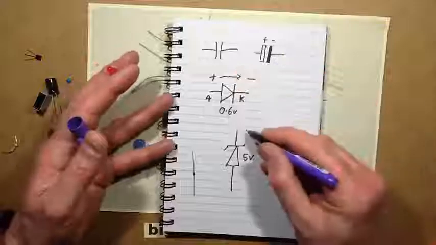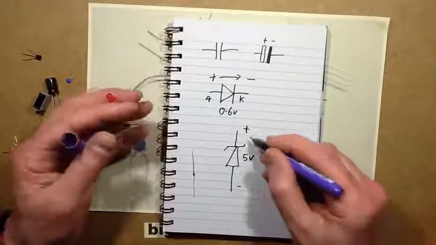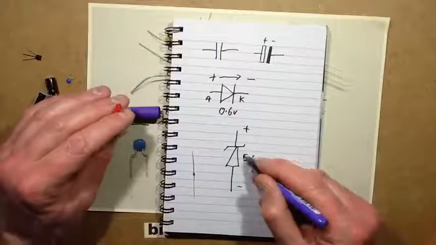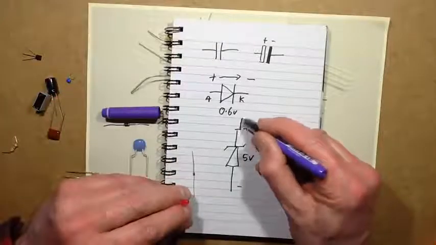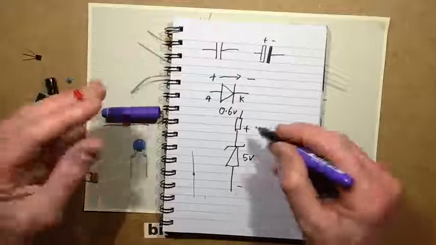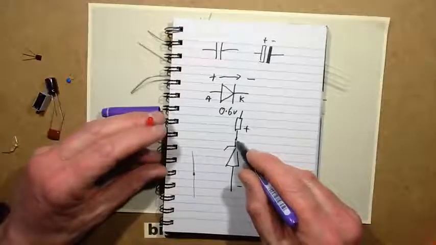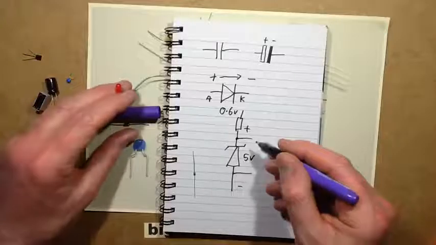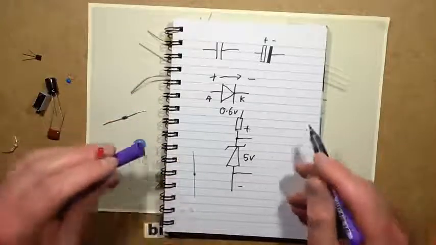apply a reverse current, positive flowing down to negative, it will start conducting fairly precisely at 5 volts. So if you limit the current flow with a resistor, then the voltage will just sit at roughly 5 volts, and that's often used to provide very simple power supplies and regulation in circuitry.